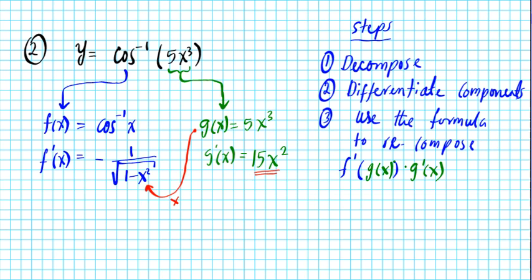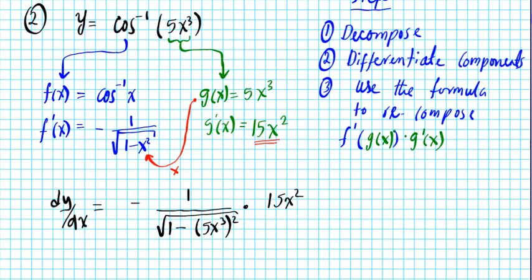So y prime or dy dx is going to be this evaluated at that. We have negative 1 over the square root of 1 minus, instead of x squared, we have 5x cubed squared. And then we'll multiply that by the derivative of the inner, which is 15x squared. We're going to go ahead and refine our result or simplify. So that's step 4: refine and simplify.